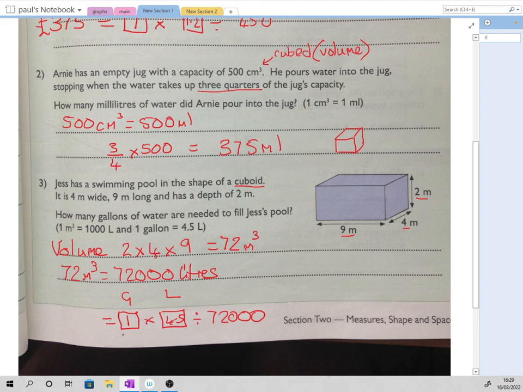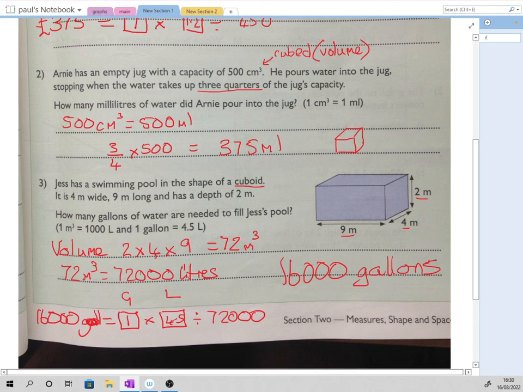So 72, but times that by 1,000, divided by 4.5 times 1 equals 16,000 gallons. Yeah, 16,000 gallons. That's how much water you need to put in Jess's swimming pool. Not with a hosepipe, you won't be doing.